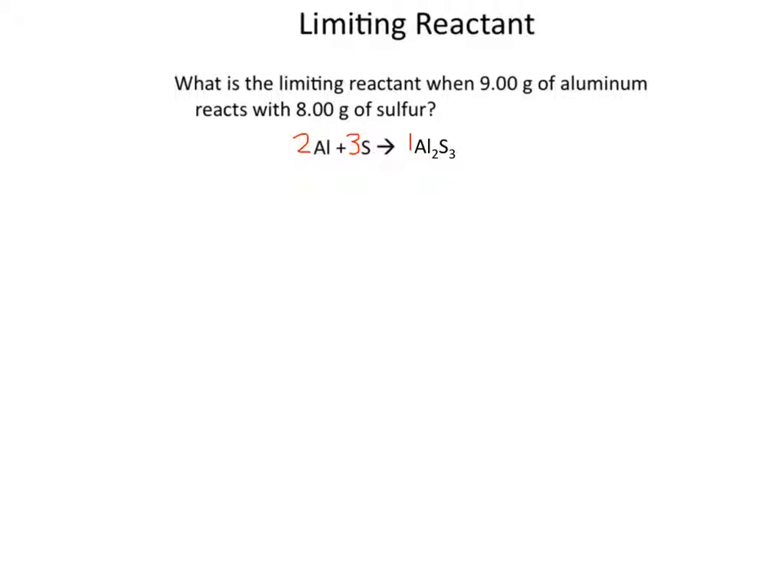So now that we know this, we can figure out how much of the product we're going to produce. Let's look again at the mole-to-mole ratios. For every 2 moles of aluminum, I produce 1 mole of aluminum sulfide. And for every 3 moles of sulfur, I produce 1 mole of aluminum sulfide. Now let's do the math and figure out which one is our limiting reactant. Let's calculate aluminum first.